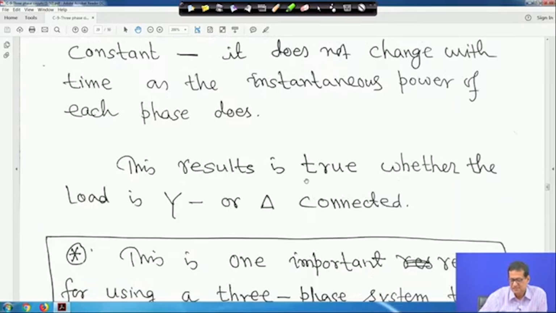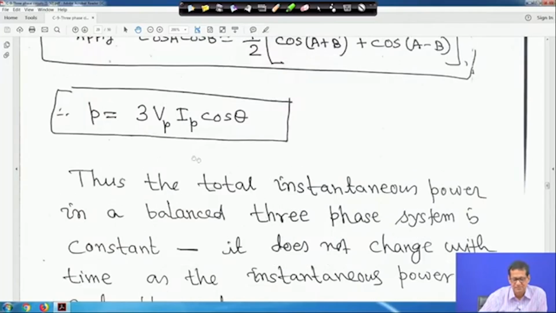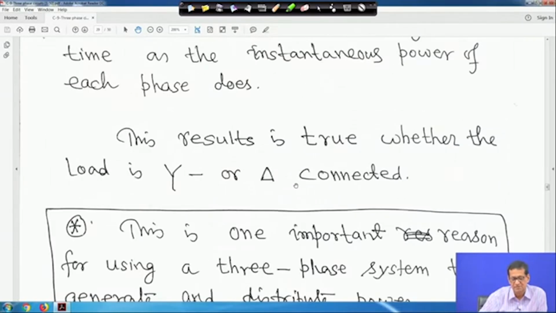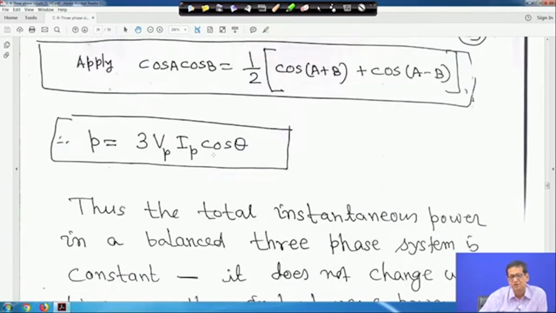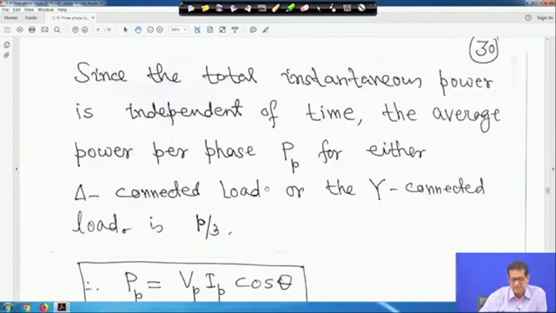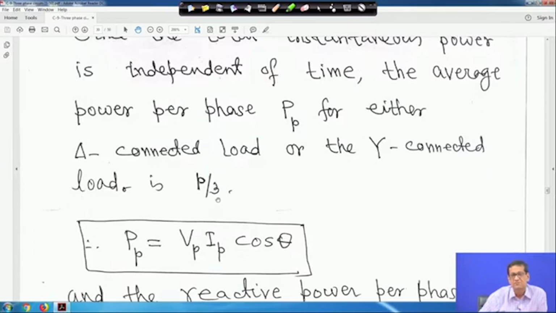This is one of the main advantages of using a three phase system, right. The result is true whether the load is star or delta: this 3 Vp Ip cos theta is true, right. This is one important reason for using three phase system to generate and distribute power, because the power is independent of time. Since the total instantaneous power is independent of time, the average power per phase Pp, for either delta connected load or star connected load, will be P by 3, because it is a balanced system.